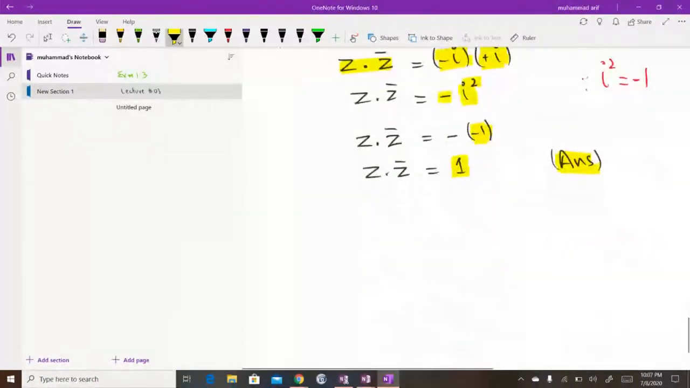Now we move on to the next part. The next part is question number 5, part number 2. Part number 2 is Z is equal to 2 plus iota.